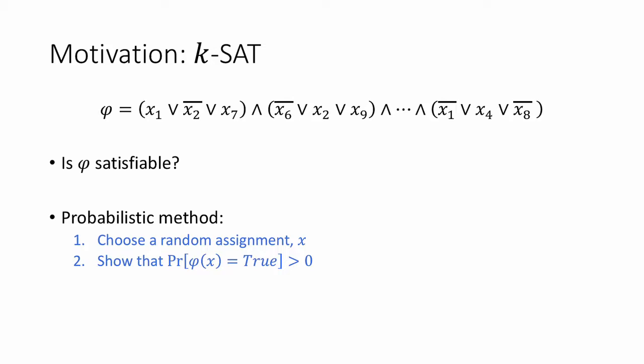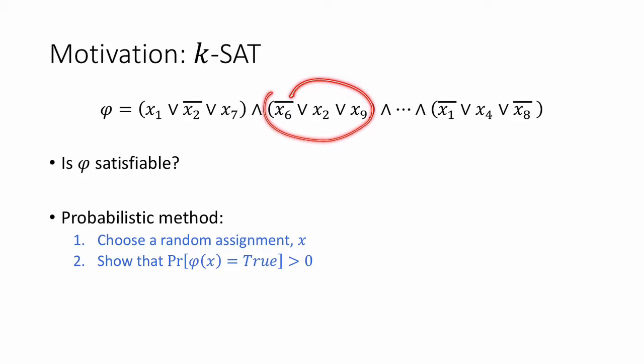Consider the k-satisfiability problem, or ksat. Here, we are given a formula phi in conjunctive normal form. So phi looks like this. It's the and of a bunch of clauses, where each clause is the or of a bunch of literals.